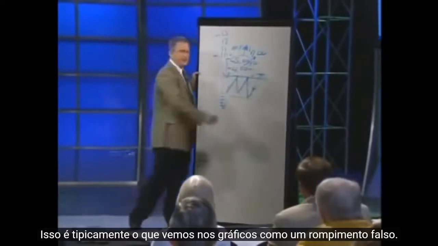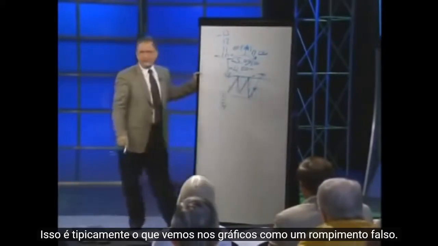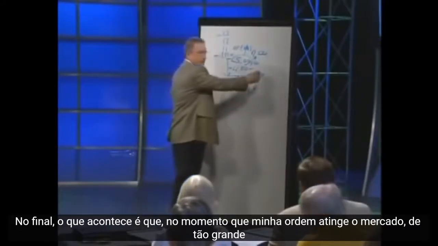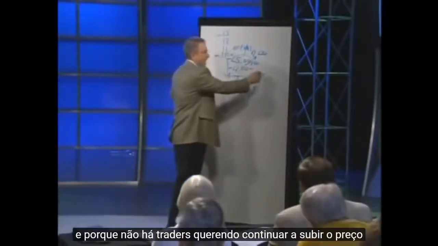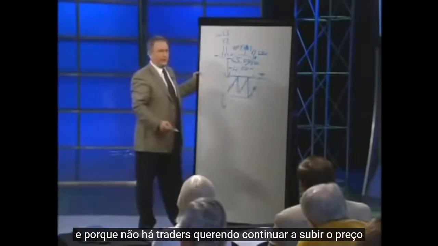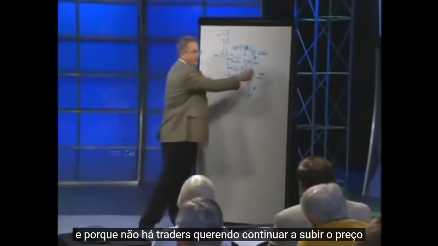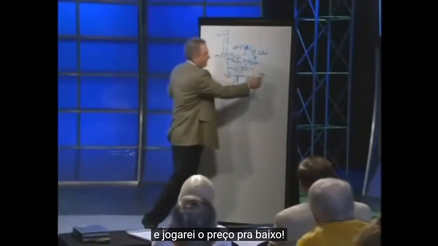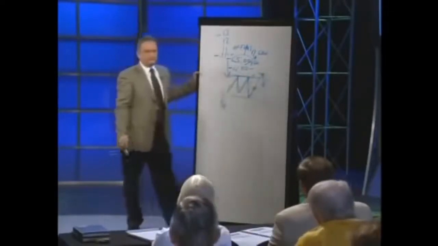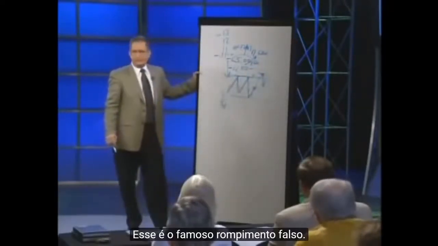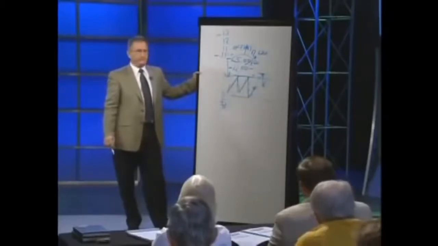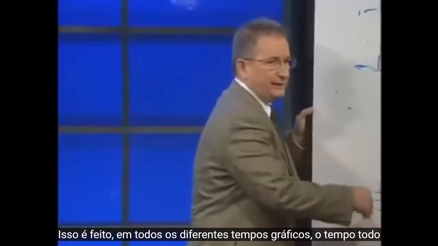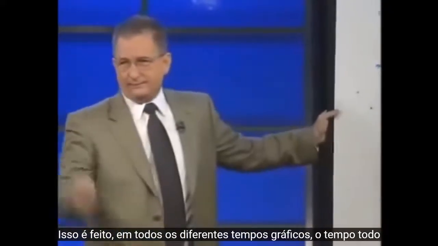This is typically what you see in a chart pattern as a false breakout. Because what will end up happening is that as soon as my order hits the market, it's so large, and because there really weren't that many other traders willing to continue to bid the market up, it'll take out all the bids and then drive the price right down. That's called a false breakout. It's being done at different time frames all of the time.